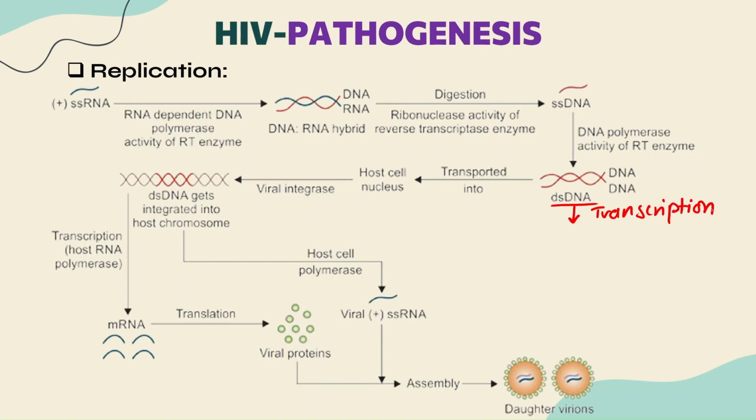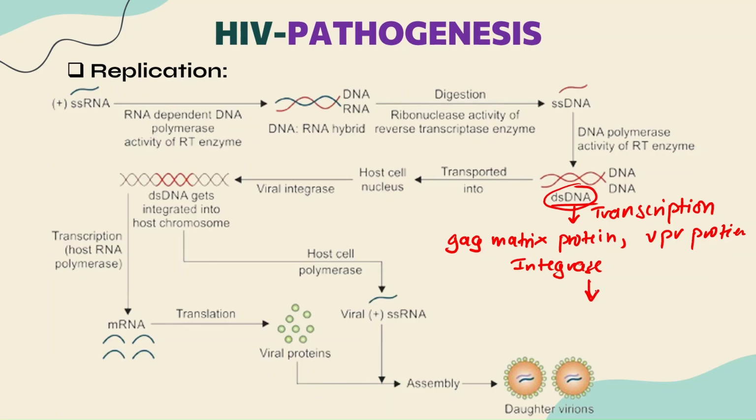It will produce a few viral components, and those are nothing but your GAG matrix protein. Then it is also going to produce the accessory VPR protein, and the viral enzyme, that is your integrase. So all these structures along with the double stranded DNA are referred to as the pre-integration complex, something that is formed before integration takes place, and it is this pre-integration complex which is then transported to the host cell nucleus.